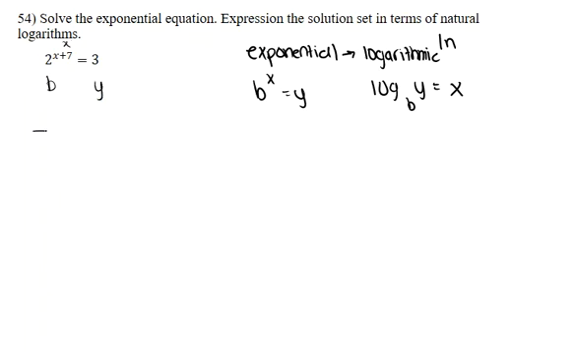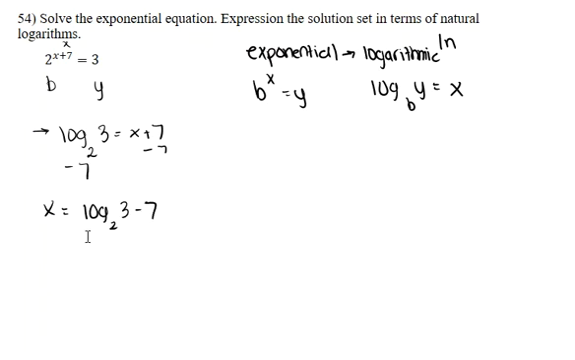To change this over, we're going to get log with the base of b, which in our case is 2, of our y, which is 3, is equal to x plus 7. Now we want to isolate our x to find our solution set. So we subtract 7 from both sides, and this will give us x is equal to log base 2 of 3 minus 7.